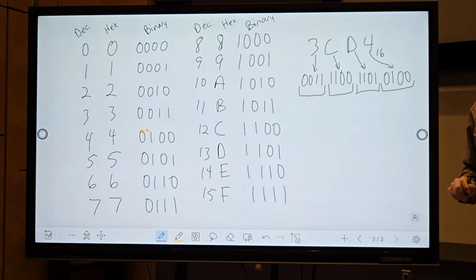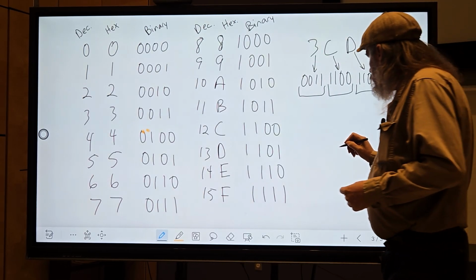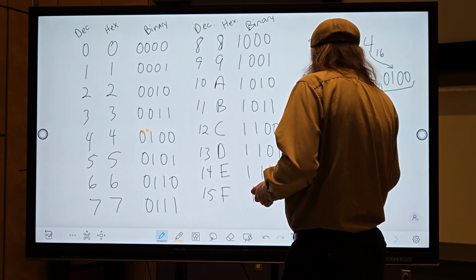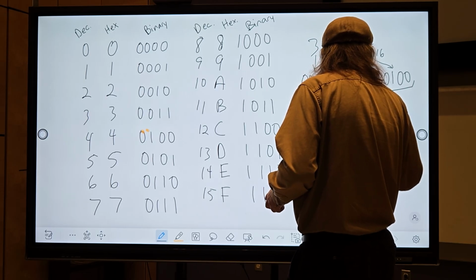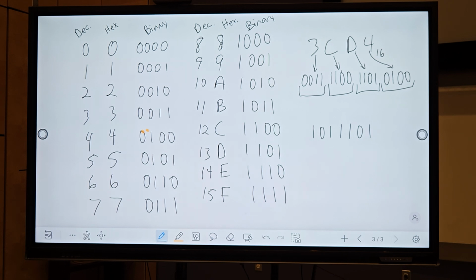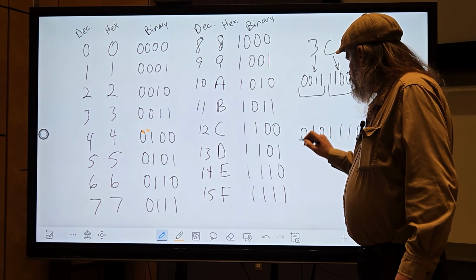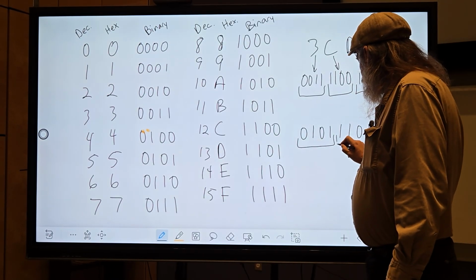It is simple as that. Likewise, if you have a binary number, say 1, 0, 1, 1, 1, 0, 1, you might say, wait a minute, that's only 7 bits. You can add leading zeros to it to make it a complete nibble.